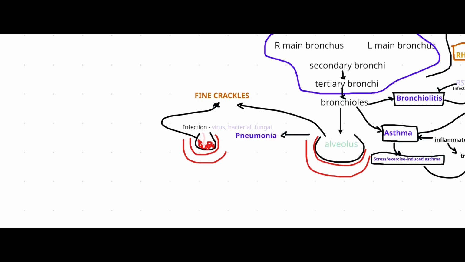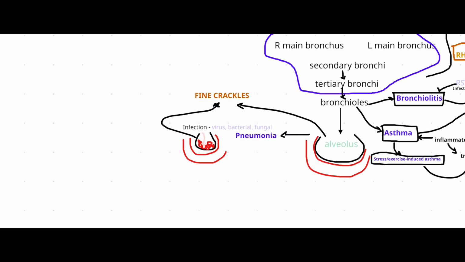However you want to associate that with whatever sound, some people will say you take your hair and rub it together, and that sounds like fine crackles. Or like when you're laying on your pillow and you have hair like this, try that and move your head a little bit, you will hear fine crackles. That's how fine crackles sound. So pneumonia will cause fine crackles, and we know that it's infectious.